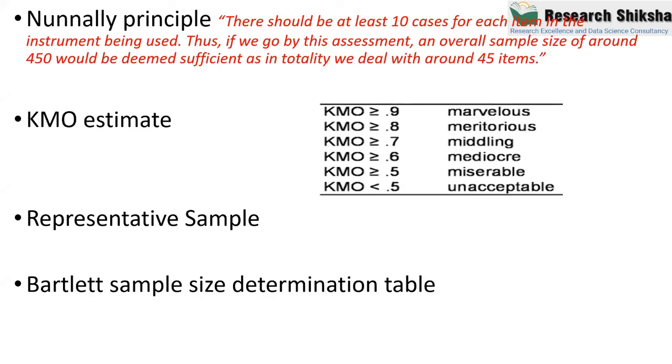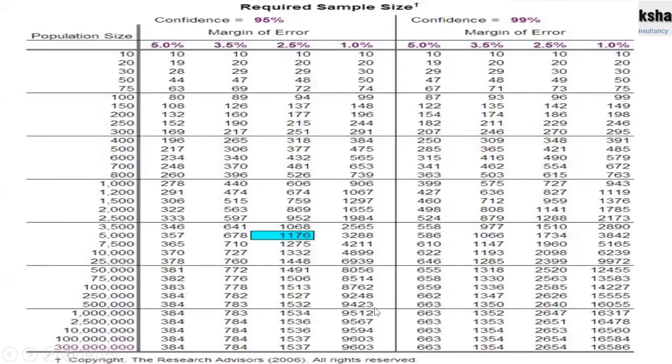After that, there is one more important method, the Bartlett sample size determination table. More than 90% of the scholars I found recommended or used this table for justifying the sample size. I'm showing you the table. This is the table given by Bartlett. This table is the most popular table quoted by researchers. First of all, let's understand this table.